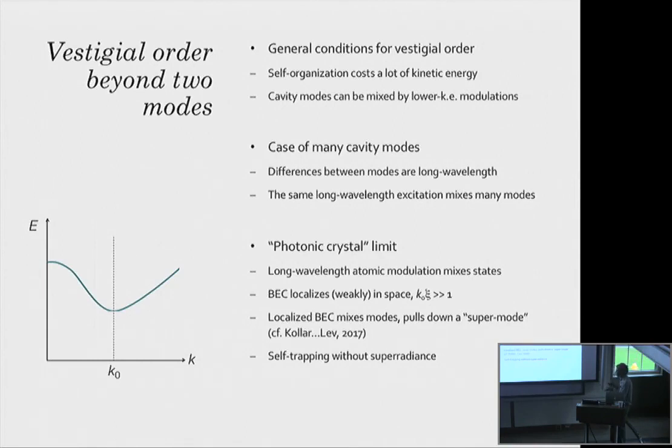If you work through the details of this, what's actually going on is that the atoms are self-trapping, and when they self-trap, they're forming a not completely soft but somewhat soft combination of all the modes near the bottom of the band. They're pulling them down, and so there's a localized mode where the atoms are, and the atoms form a localized wave packet. So that's what vestigial order looks like in one particularly simple limit if you have a large number of modes in play.